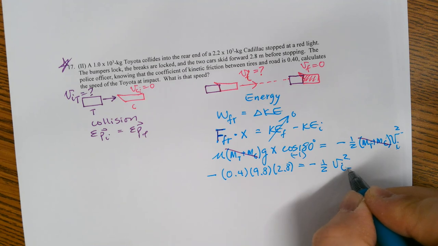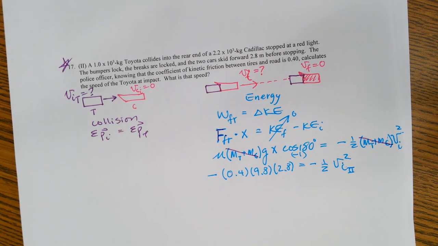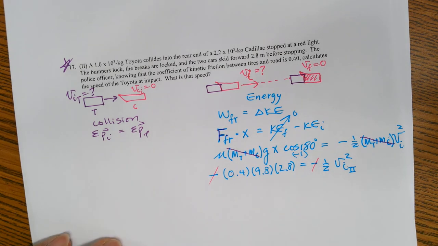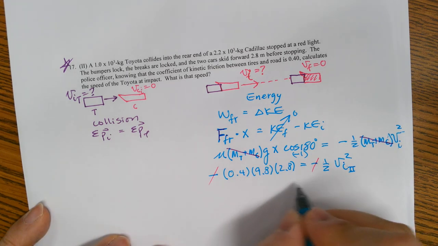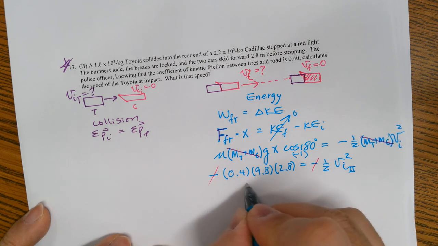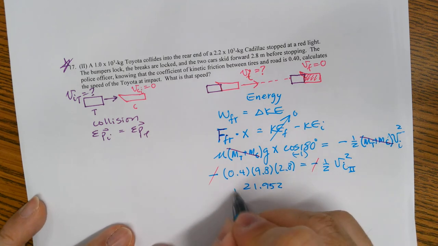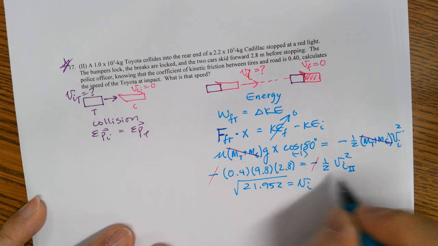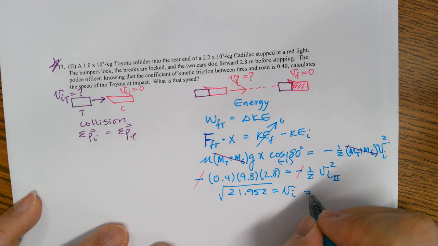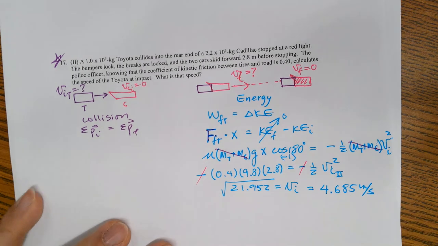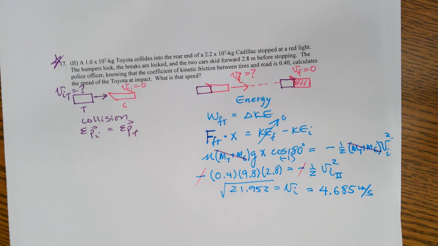This V initial is the phase 2, right? Notice how the negatives cancel out nicely. If you solve for V, what do you get? If you work all this out, I think you get 21.952 square rooted is what my V initial is. And that comes out to 4.685 meters per second. Okay?